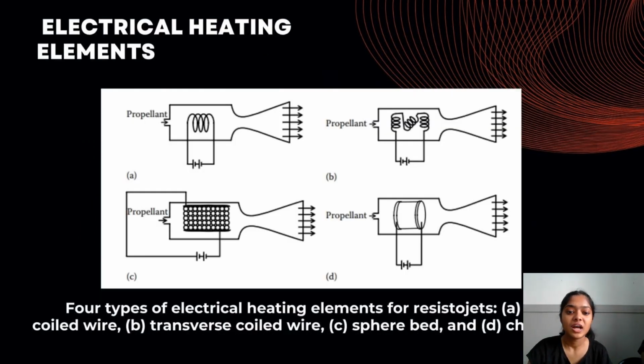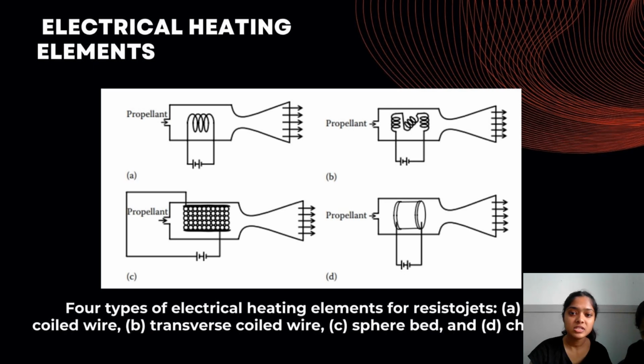The following are the four types of electrical heating elements for resistor jets, which is a type of electric propulsion engine used for spacecraft. So the first is straight coiled wire. This is a simple wire that is coiled in a helical shape. It is a relatively simple and efficient design, but it can be prone to burn out if not properly cooled.